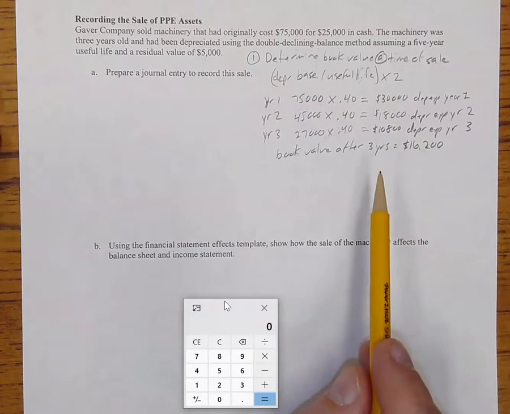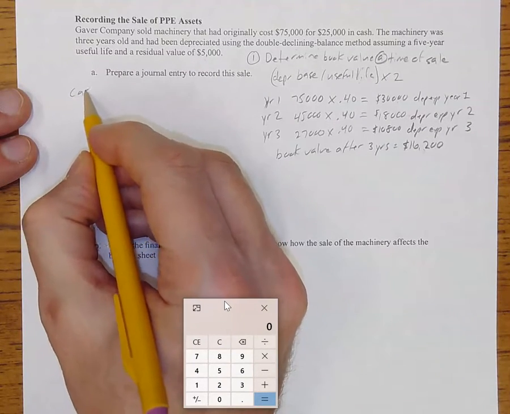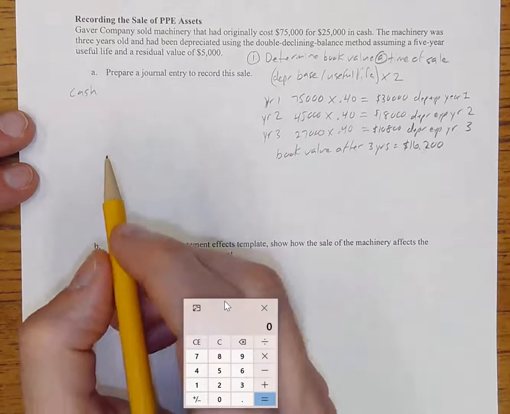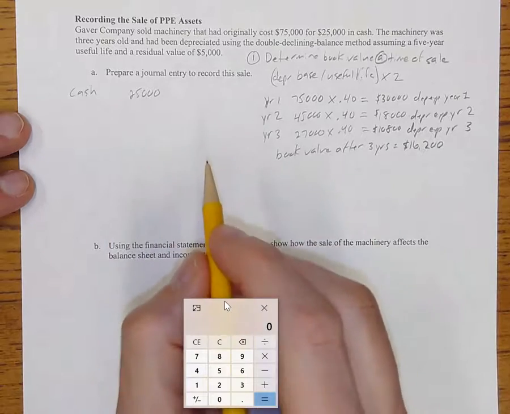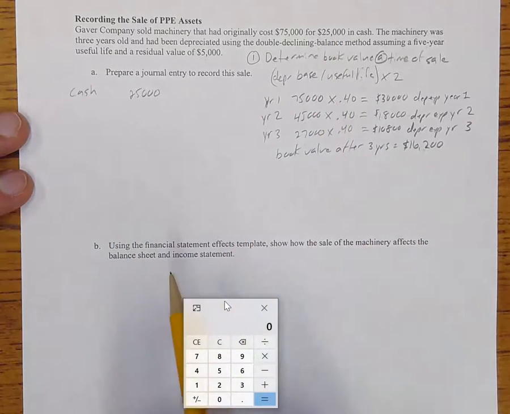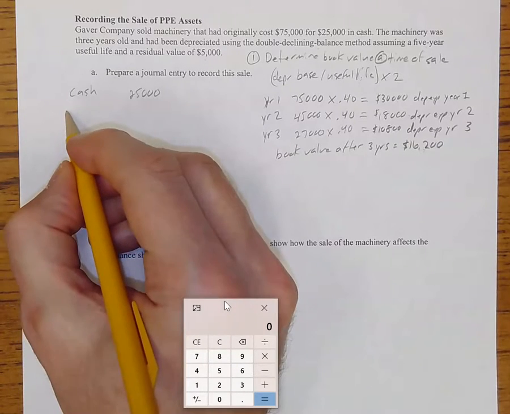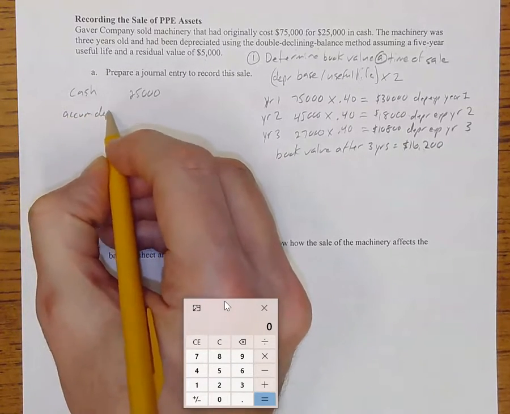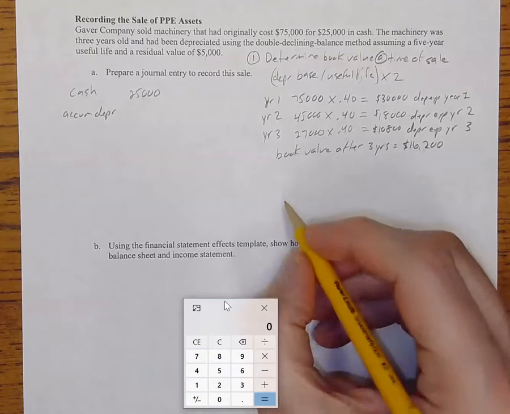So in this particular case, we're going to have 2 debits and 2 credits. Our first debit entry is going to be to cash for the amount received, $25,000. There it is. Now, accumulated depreciation has a normal credit balance. When we dispose of the asset, we have to take it off with a debit. So we're going to do that next. But the question is, for how much? Well, it's going to be the difference.